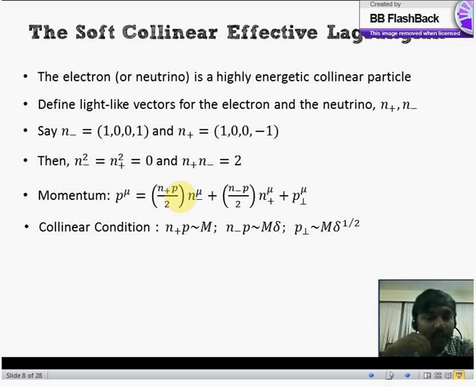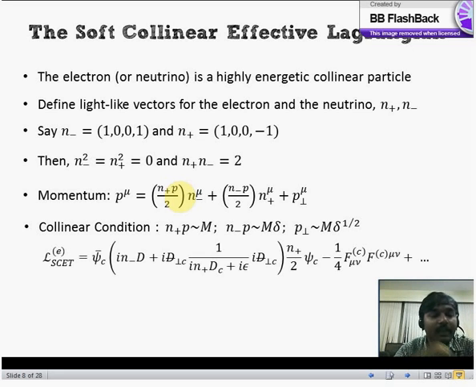It's collinear, and you have n plus p is of the order of m. N minus p is of the order of m delta, because that has to be very soft, and the transverse is just m delta to the power half. That is the collinear condition that we'll adopt.